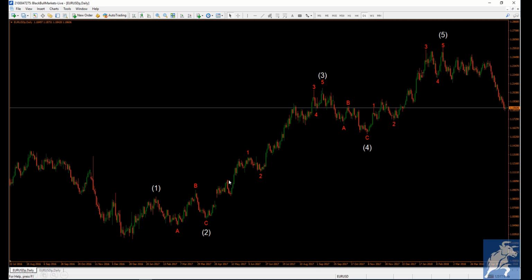And you can see also this 3rd wave has extended, like I mentioned before. The 3rd wave is, in this case, the longest wave. You can see it consists of 5 waves as well. Inside that, our 3rd wave also extended, along with a 1st wave extension.